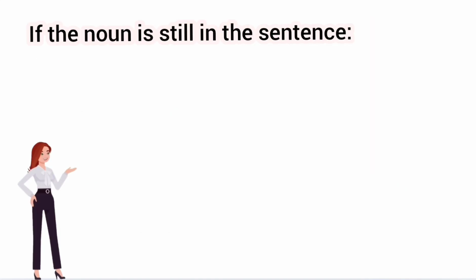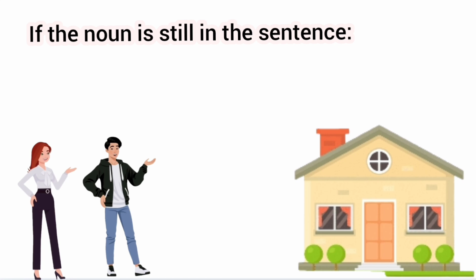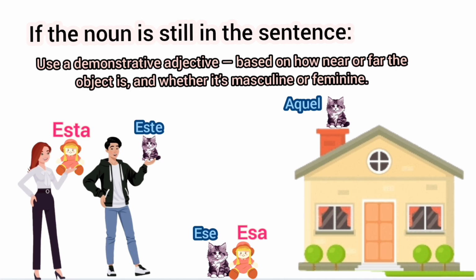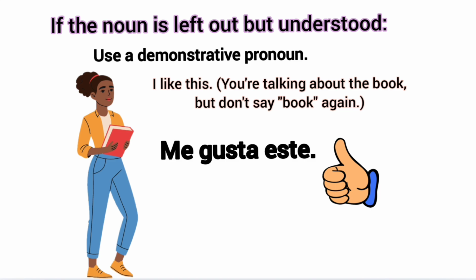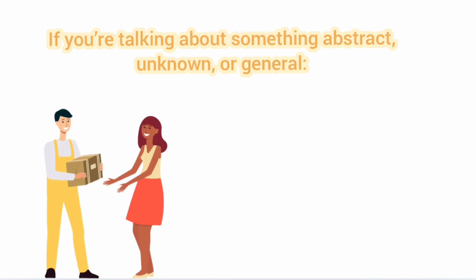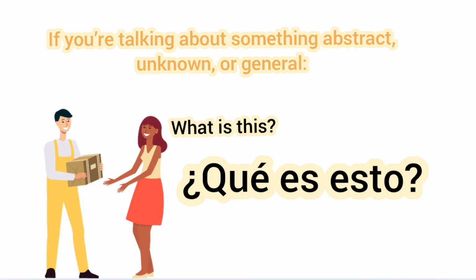So now here you have the final recap. If the noun is still in the sentence, use a demonstrative adjective based on how near or far the object is and whether it's masculine or feminine. If the noun is left out but understood, use a demonstrative pronoun. If you are talking about something abstract, unknown, or general, use a neutral pronoun: esto, eso, or aquello.